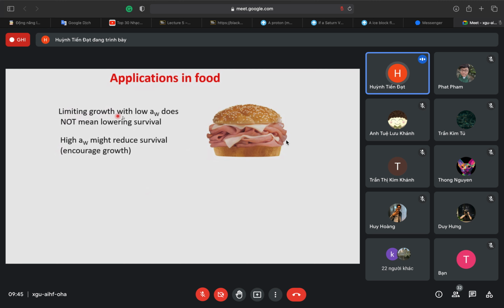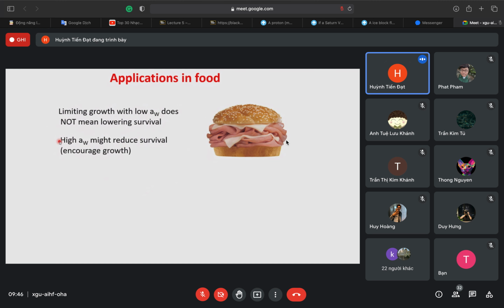They also differ in the minimum water activity requirement for growth. We talk about this in the food system. So we can limit the growth of the microorganism at low water activity. But when we lower the water activity, it does not mean survival is lower. We already know that when the water activity is lower, they are more resistant to death, which means higher survival. So high water activity may reduce the survival. In that case, it is easier to kill them, easier to inactivate them. That's the concept for you.